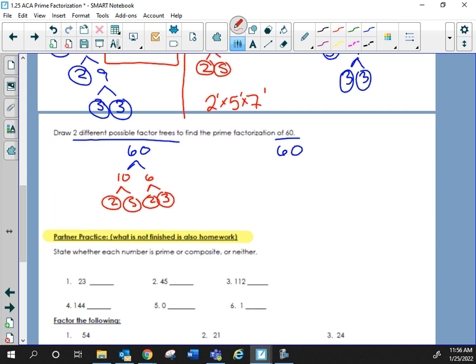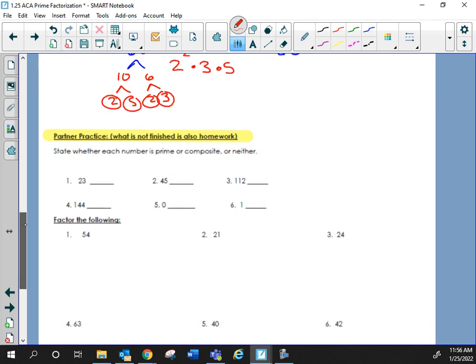Again, when I rewrite it, I want to group like with like. So I see how many 2s? 2. I have 2 to the power of 2. I go to 3 next. How many 3s do I have? 1, and then just 1 5. If you rearrange the order of the numbers, that is fine, but the exponents have to be the same. Okay? Let's keep moving.